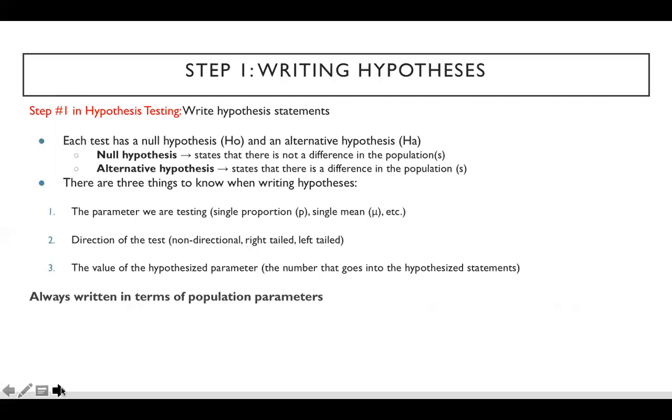There are 3 things to know when you're writing the hypotheses. You need to know the parameter you're testing, whether it's single proportion, single mean, or correlation; the direction of your test, whether it's non-directional, right-tailed, or left-tailed; and then the value of the hypothesized parameter, so which number goes into the hypothesized statements. And make sure you always write your hypotheses in terms of population parameters. So if you're writing a proportion, you always write p, not p hat, or for a mean, you write in terms of mu and not x bar.